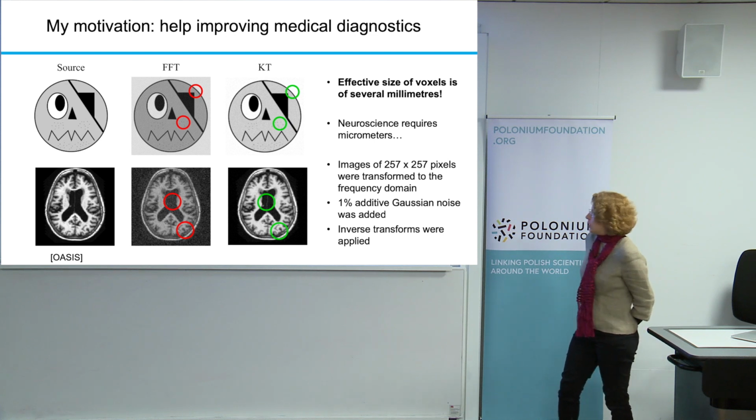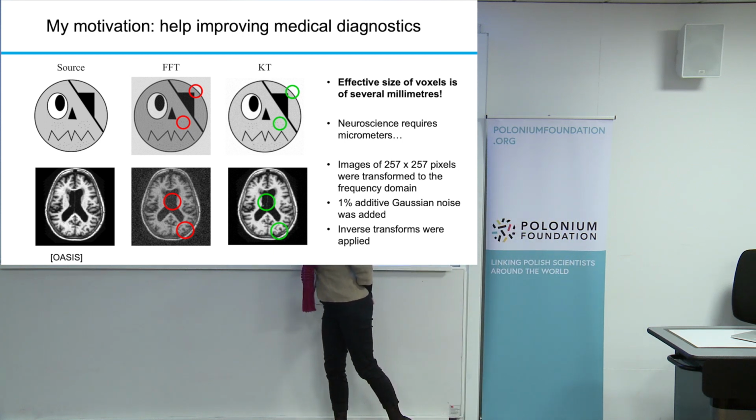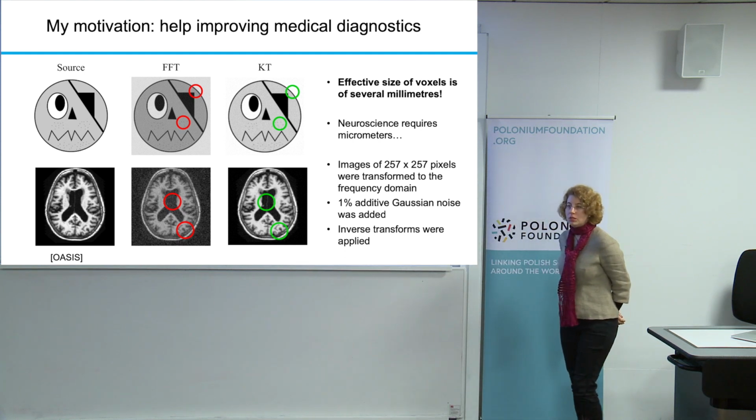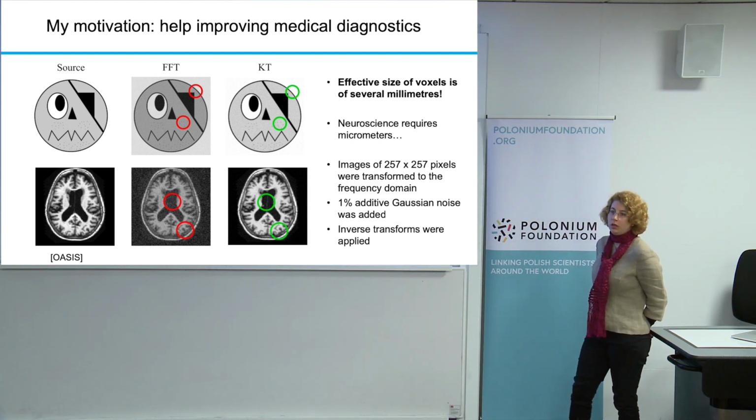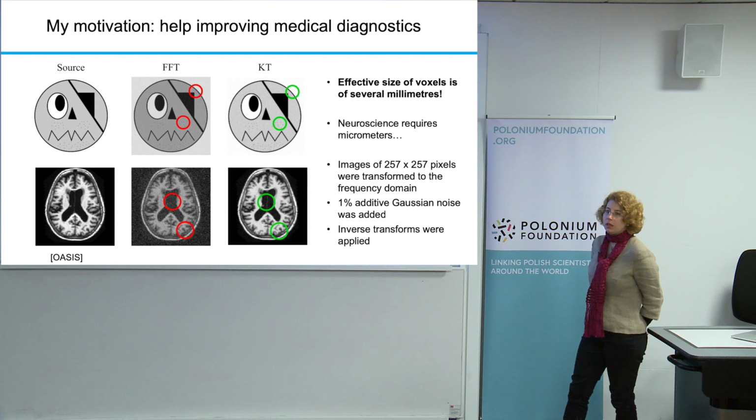And as you can see, we would love to have much better quality and a much more detailed picture of the brain than what we can get nowadays. Moreover, the complexity of the fast Fourier transform does not allow us to process the amount of data that we would like.